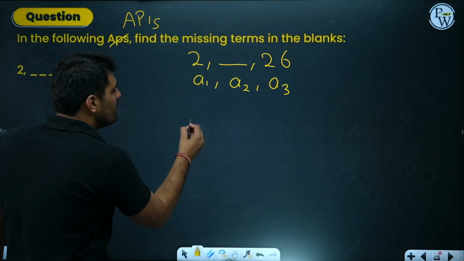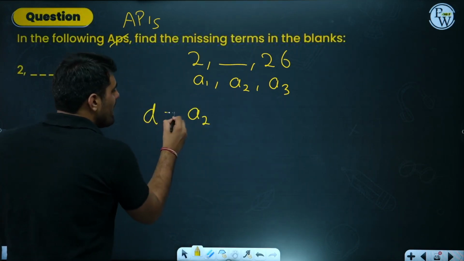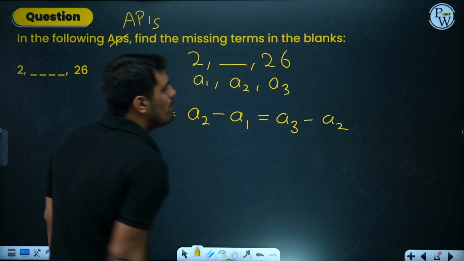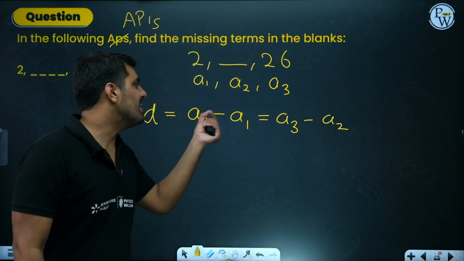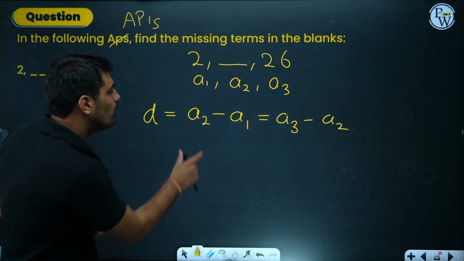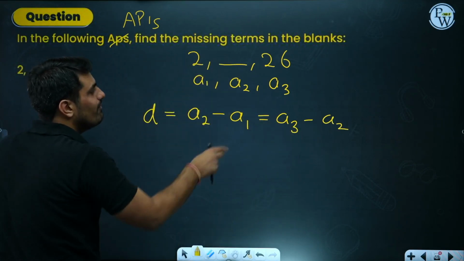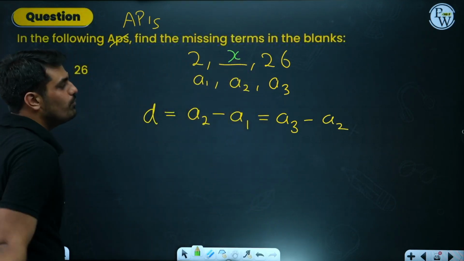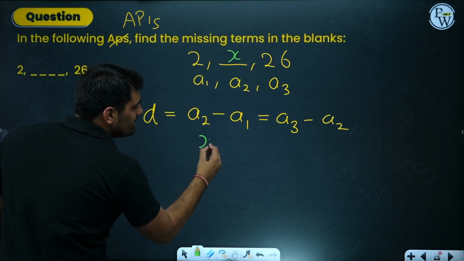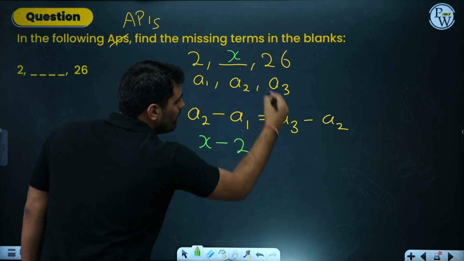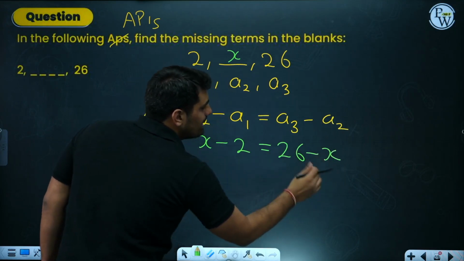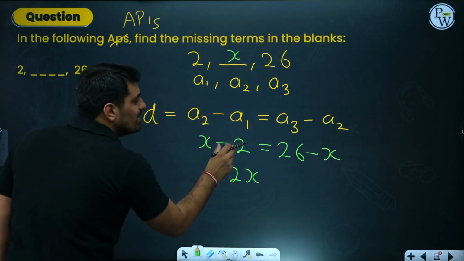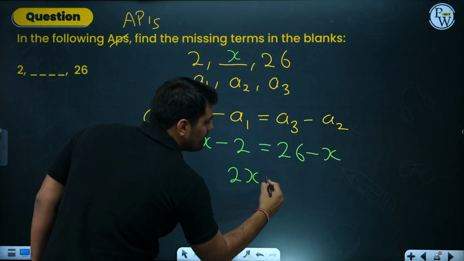Common difference means D equals A2 minus A1, and this will be the same as A3 minus A2. If you observe over here, I have used the 3 terms A1, A2, A3, and these two will be equal. Let me put the value. If I say the part which is missing, let me call it X. Putting up the values over here, A2 is X, A1 is 2, A3 is 26 given to me, and A2 I have assumed X. Minus X going on the other side will be plus X, X plus X is 2X for me. This minus 2 going on the other side will be plus 2, so 26 plus 2 is 28.